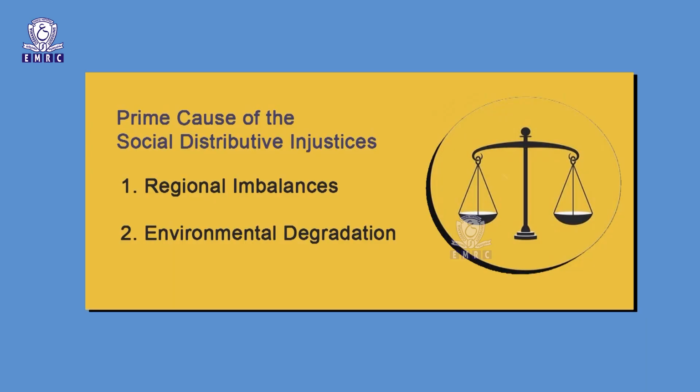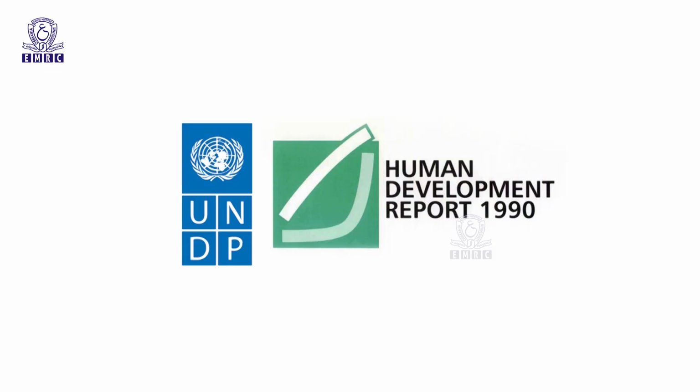Based on these experiences, it can be said that the present development has not been able to address the issues of social injustice, regional imbalance and environmental degradation. On the contrary, it is being widely considered as the prime cause of the social distributive injustices. Given the deterioration in the quality of life and human development, ecological crisis and social unrest, a systematic effort was made to publish the first Human Development Report by the United Nations Development Programme, UNDP, in 1990.